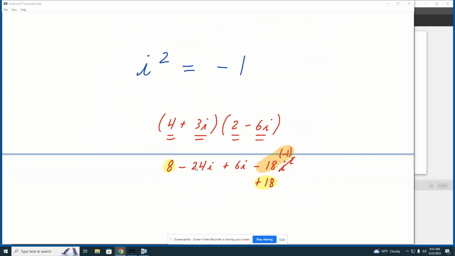8 plus 18 is 26. And then lastly, what is -24i plus 6i? What's 6 minus 24? -18i. So when you multiply those i's, it turns into i squared, and I need to remember that i squared equals -1. Okay?